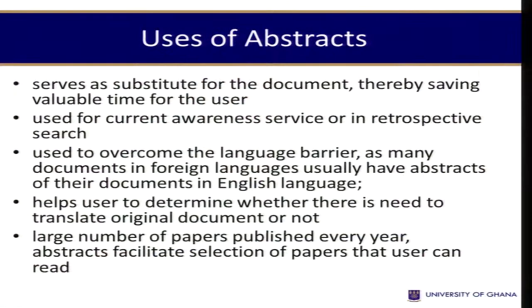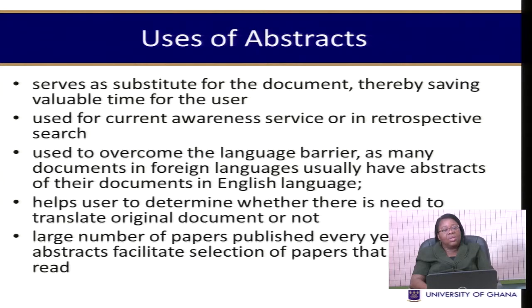So let's look at uses of abstracts. It serves as a substitute for the document. We said as a surrogate, so it saves you time. Whenever any researcher is undertaking any work, he does not consult just one book. He consults a number of journal articles. Now, he will save time by reading the abstract and deciding whether those journals are relevant for the work.